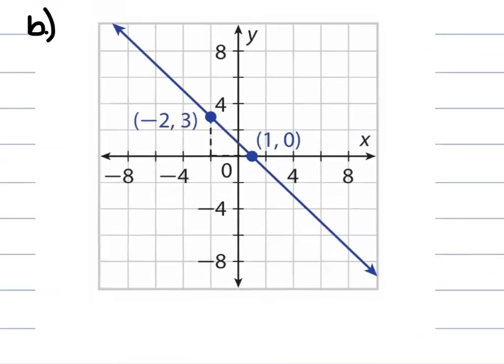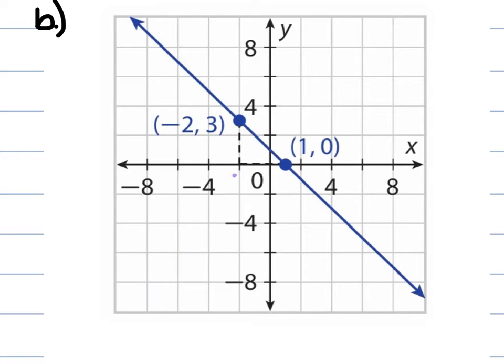For B, this is negative 2, so we're going to the left 2 and up 3. So rise over run, we're going up, or really we're going down. Let's do this. We're always going to do this to the right. So we're going to go down first. That's going down 3, and then to the right, we said 2. So that's going to be negative 3 over 2.